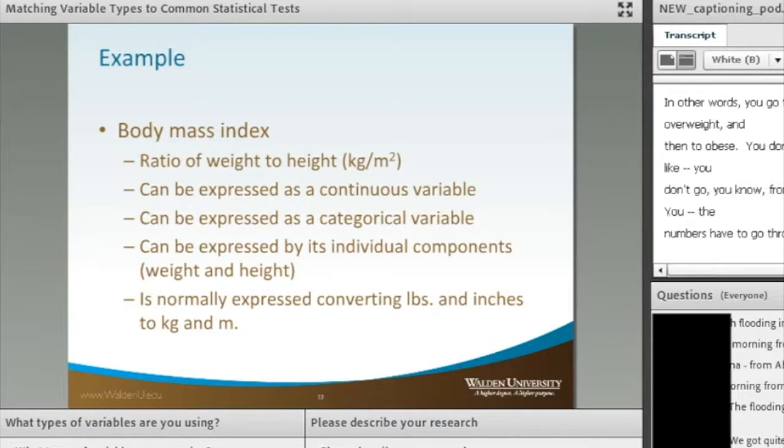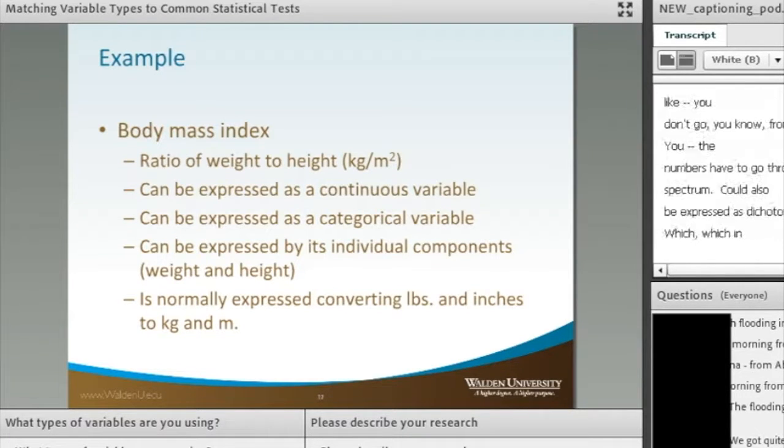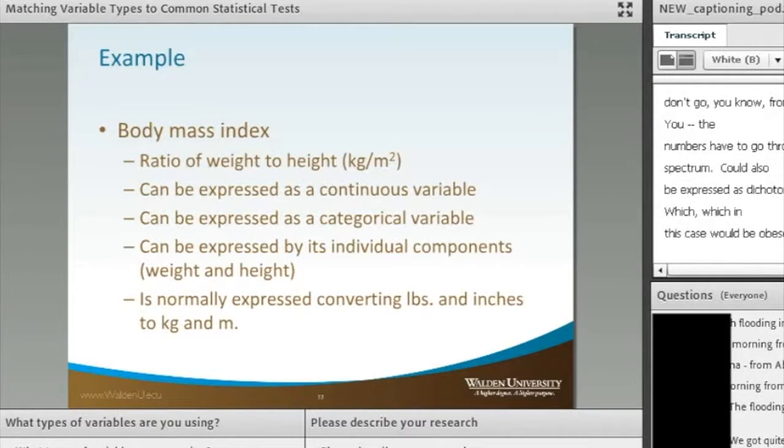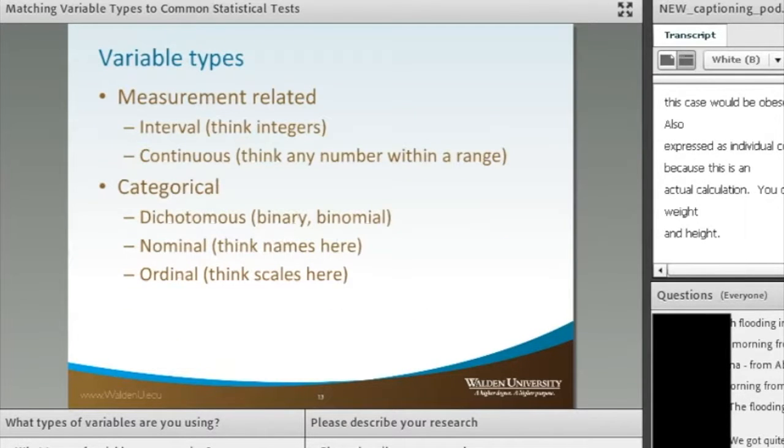It can also be expressed as a dichotomous variable, which in this case would be obese or not obese. And finally, it can be expressed as the individual components. Because this is actually a calculation, you could express it as weight and height. So let's take a closer look at what those classifications mean.